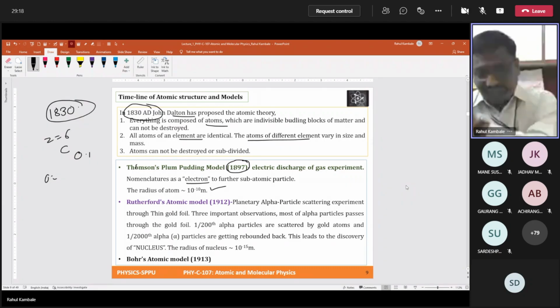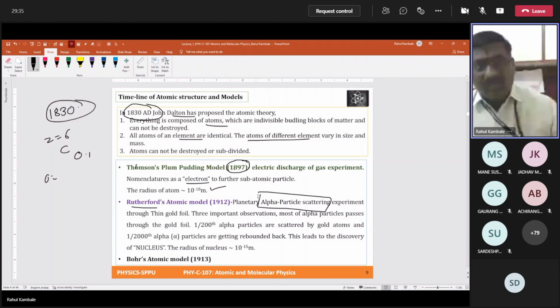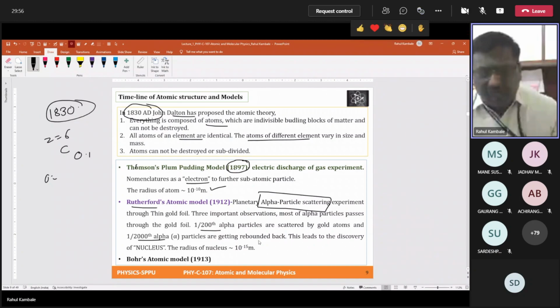So 1897 to 1912, see how many years there were. Actually Rutherford, maybe Geiger and Marsden, maybe these two students, were doing experiments with alpha particles. An alpha particle is just like an elephant running in open grass and hitting a wall. He was doing one experiment and observed 3 basic findings, the scattering of the alpha particles by the gold foil. Out of 1,200 alpha particles scattered, 1,002 alpha particles were rebounded back. So this led to the discovery of the nucleus.